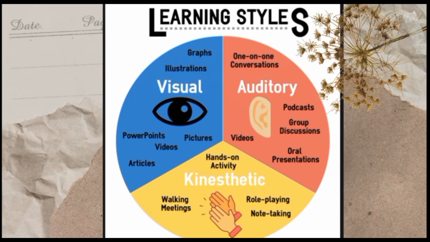So in summary, visual learners learn best through the use of graphs, illustrations, PowerPoints, pictures, videos, and articles, while the auditory learners learn best on one-on-one conversations, podcasts, group discussions, videos, and oral presentations. And for the kinesthetic, they learn through the hands-on activity, walking meetings, role-playing, and note-taking.